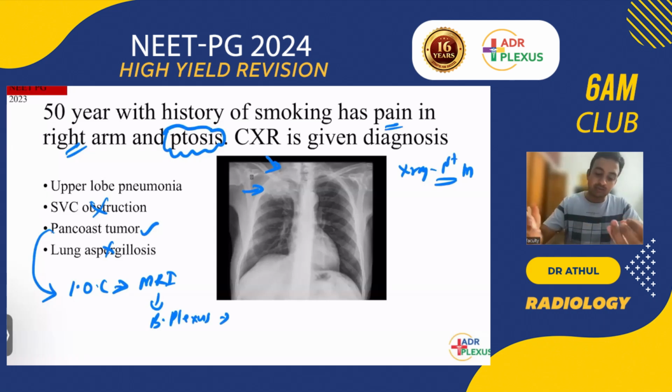The other important question that can be asked from this side is, what is the syndrome associated with this superior sulcus tumor? You will see Horner syndrome. That is why the patient is having ptosis. What are the components of Horner syndrome? There will be three things. Yeah, Horner. What are the components of Horner syndrome?